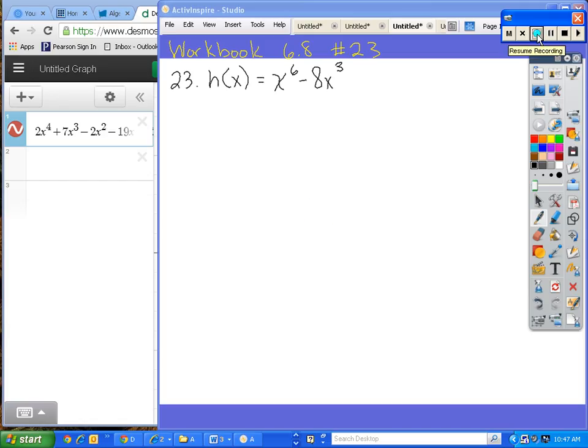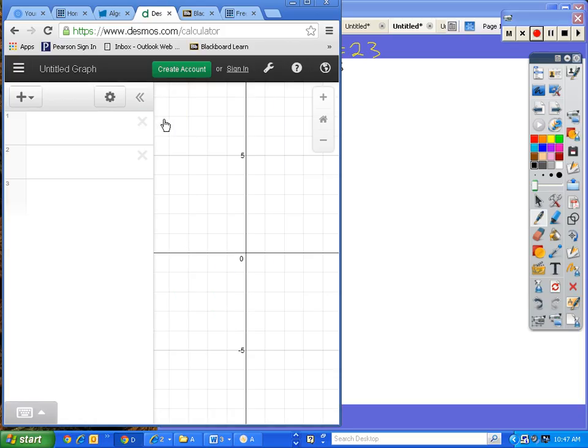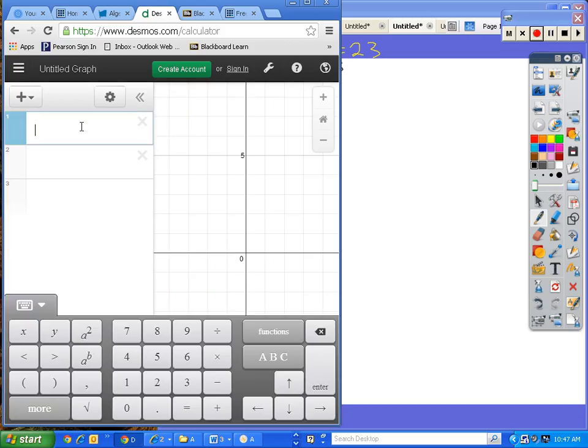Here we've got our workbook 6.8, number 23. So what we're going to do is figure out how to solve this. What do you think we'll do first? Yeah, let's graph it. I'm going to go over here to our graphing calculator, delete that, and enter in our new function.